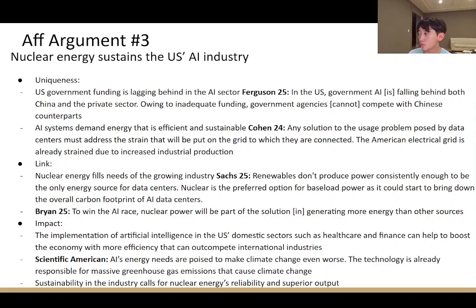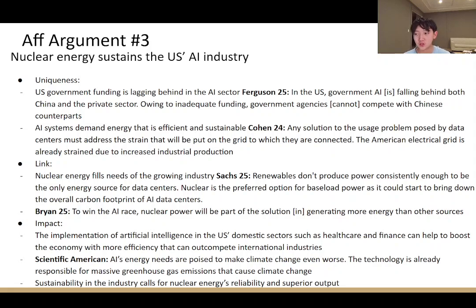The link is that nuclear energy fills the needs of the growing industry, as Sachs25 finds that renewables don't produce power consistently enough to be the only energy source for data centers. Nuclear is the preferred option for baseload power, as it could start to bring down the overall carbon footprint of AI data centers. So, by nuclearizing the grid, a lot of these private companies will be able to have more energy efficient data centers and also start to compete with China, because nuclear energy is both cost efficient and energy efficient compared to other renewables.